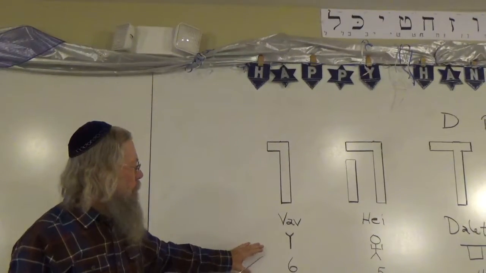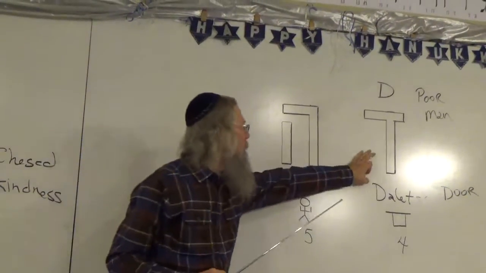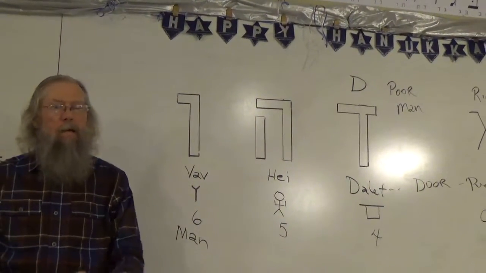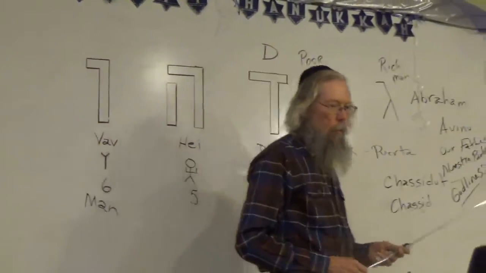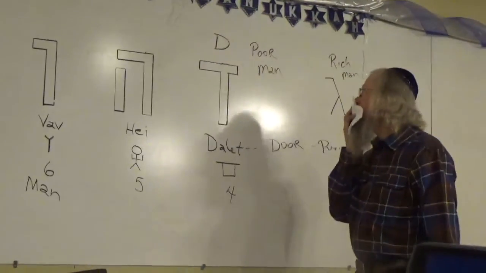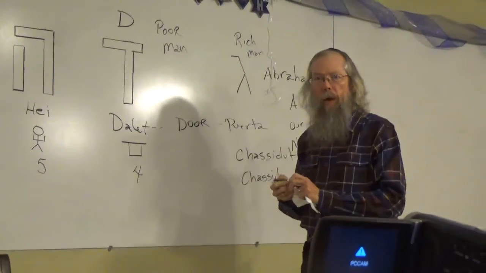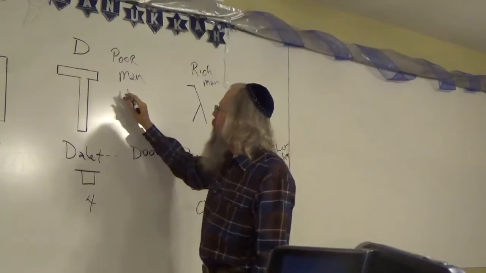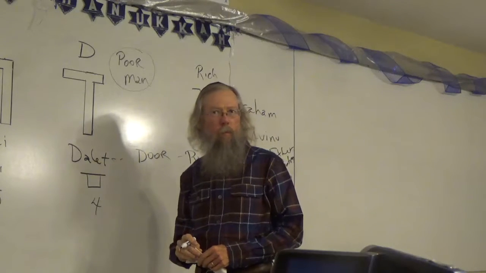Pues, diciendo todo eso, that the Dalet is a Vav. Why is he Dalet? Because he's humble. Why is he humble? Humilde. ¿Por qué está humilde? Because he's poor.